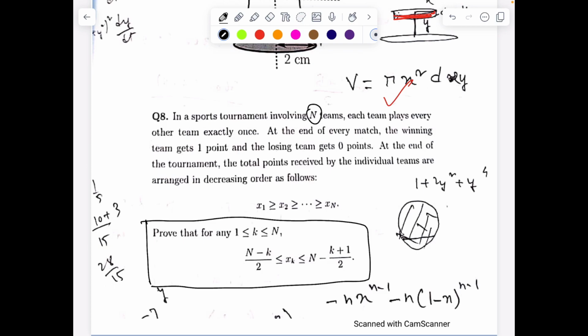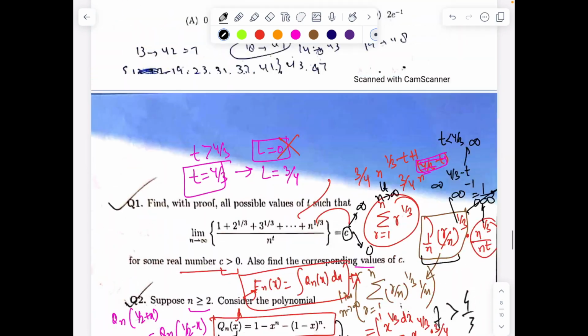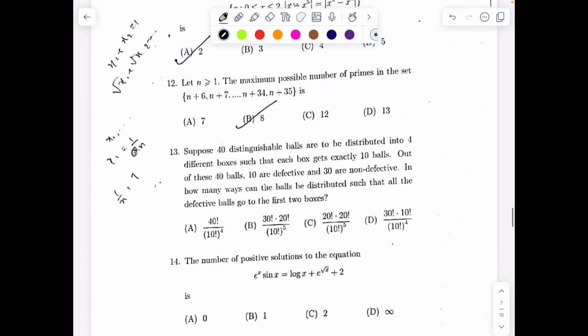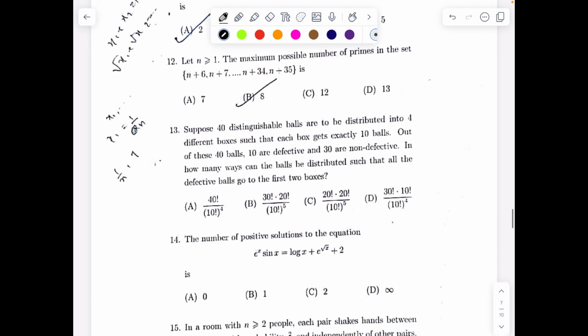So if you have not done this question 8 and you want detailed solutions, please do comment in the comment box. So I hope you must have enjoyed this paper and understood, and I have solved all the problems of the subjective.